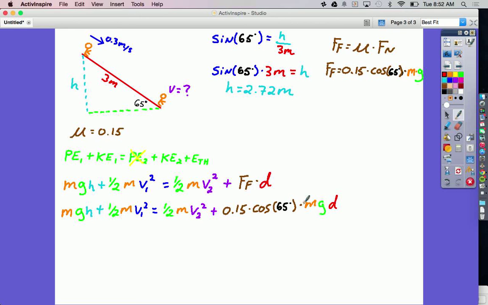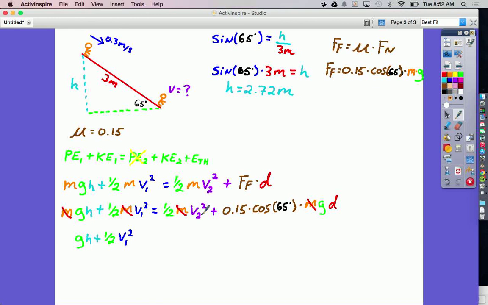And now we can get rid of these m's because I have an m in every single term. They all cancel out. And we are trying to solve for this velocity, this v2 squared. So I'm going to start doing that. I'm going to rewrite my left side where I've got gh plus 1/2 v squared.